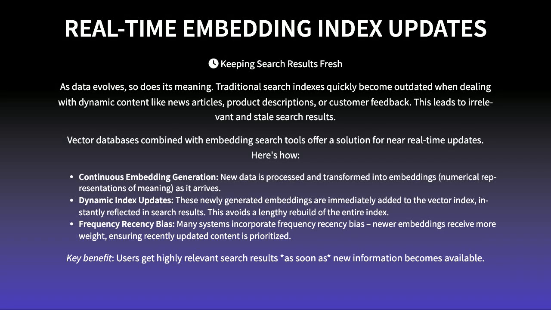Okay, let's talk about keeping your searches super current. Think about how quickly things change. A news article gets updated, a product description changes, or a customer leaves a review. Traditional search indexes can't always keep up with that speed. Vector databases and embedding search tools are designed to solve this. Basically, whenever new data comes in, we immediately convert it into a numerical representation, an embedding that captures its meaning. Then, we add those embeddings directly to the index, so your searches instantly reflect the latest information. Many systems even prioritize more recent updates, giving you the most relevant results possible in real time.